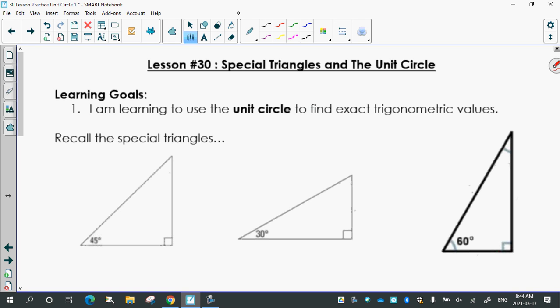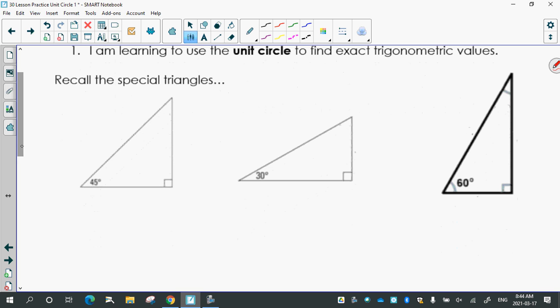So today we're converting special triangles to the unit circle, okay, and then learning how to use the unit circle. This morning we're going to learn it to find trig values, and this afternoon we're going to use it to solve simple trig equations, okay? So this morning we're learning to use the unit circle to find exact trig values.